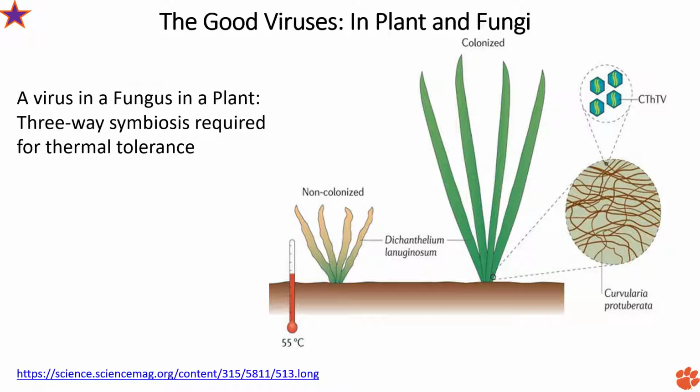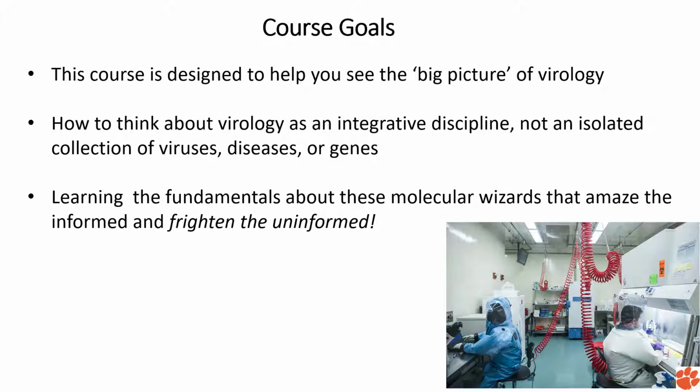If the grass is infected with a fungus and the fungus is not infected with the virus, it's not going to give the thermal tolerance. It's only when the fungus infecting the grass and the Curvularia thermal tolerance virus colonizes or infects the fungus, at that time it will offer the thermal tolerance. So definitely remember that as well.